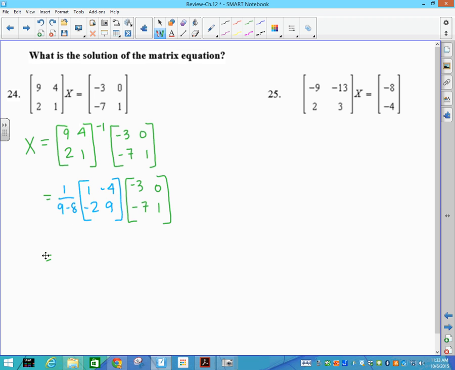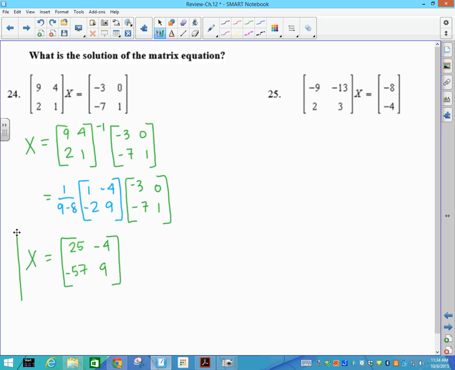Okay, so to continue, 1 over 1 means whatever I'm going to get is going to be my answer, and a 2 by 2 times a 2 by 2 is a 2 by 2. So negative 3 plus 28 is 25. Then I'm doing first row, second column. So that's 0 plus negative 4, so that's negative 4. Then I have 6 minus 63, or 6 plus negative 63. That is negative 57. And then 0 plus 9 is 9.